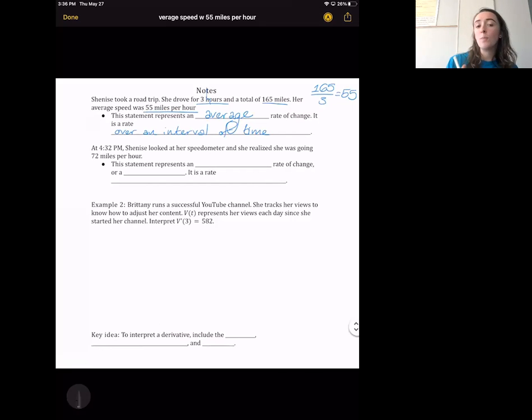At 4:32 p.m. exactly, Shanice looked at her speedometer and she realized she was going 72 miles per hour. So this statement here is quite a bit different from the first statement. This statement represents an instantaneous rate of change. An instantaneous rate of change. In calculus, you will often hear an instantaneous rate of change be referred to as a derivative.